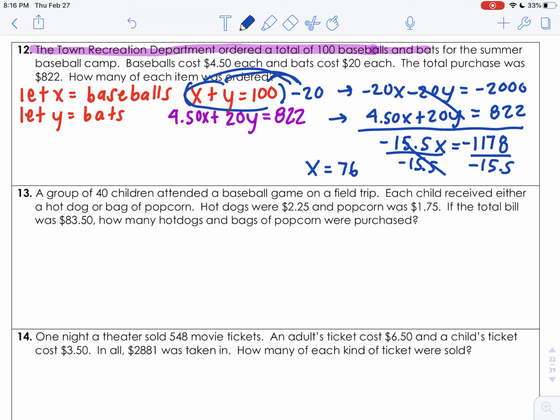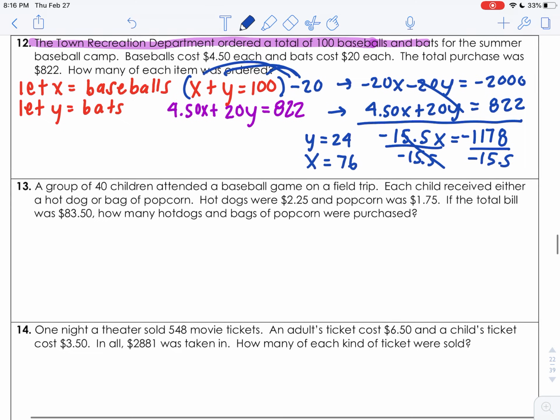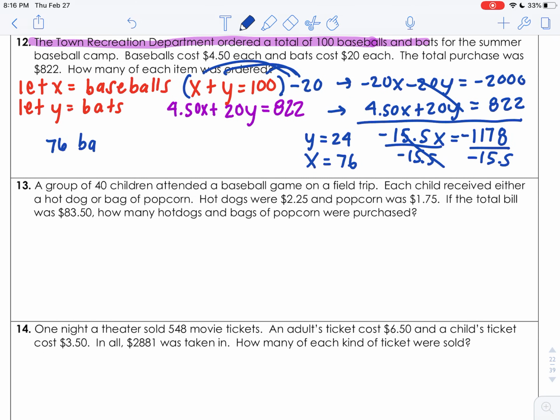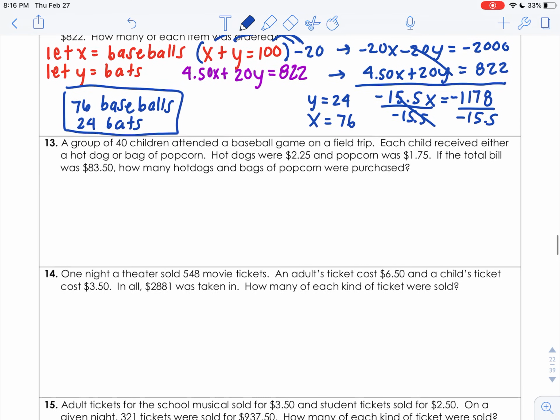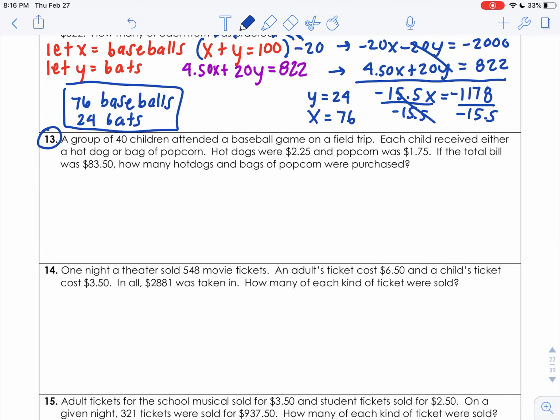Now the easy thing is you see this original equation. If x plus y has to equal 100 and x is 76, that means y has to be 24 automatically, because that has to add up to 100. So we just found out that we have 76 baseballs and then they ordered 24 bats. Okay, you guys try 13.